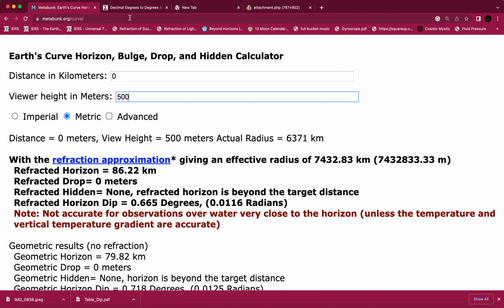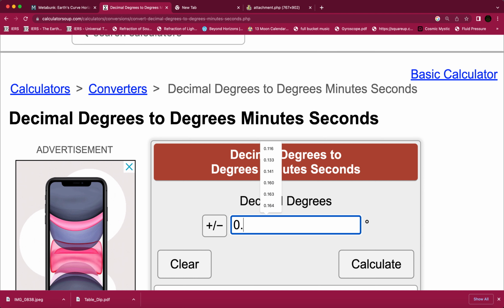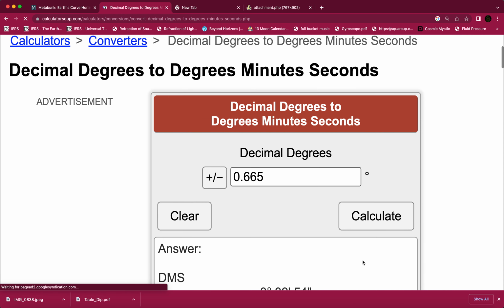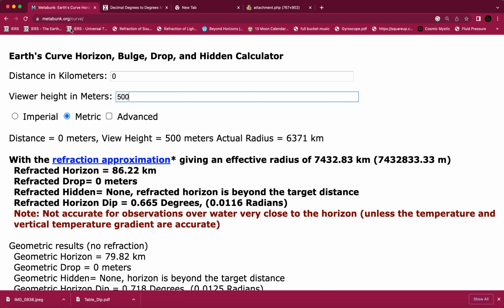it's 0.665. Let's go up here. So 0.665, calculate, right? So you have 39.9 minutes, but that 39.9 minutes is too horizontal because they're calculating it off a 500 meter height of eye correction. So they're bringing the eye line, the correction, down to sea level.